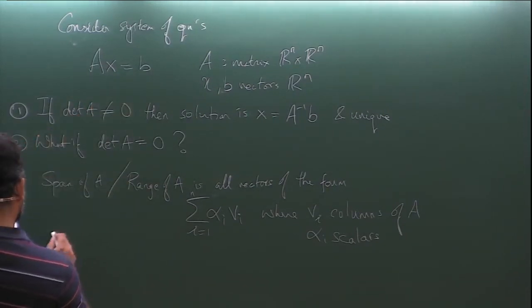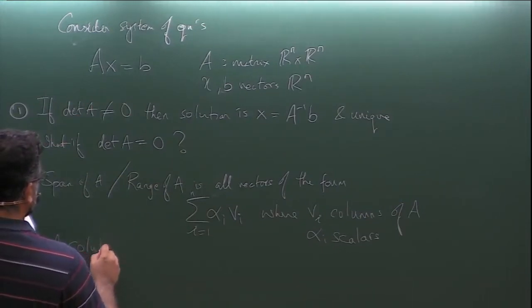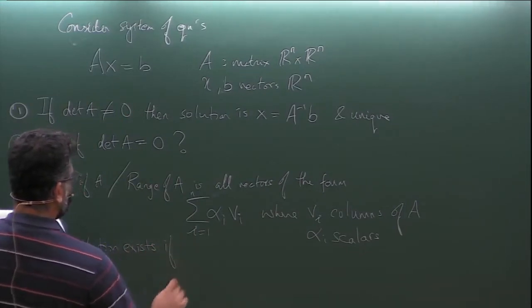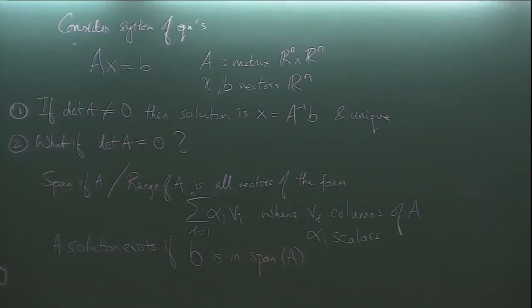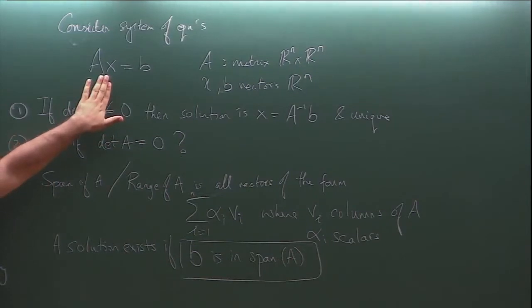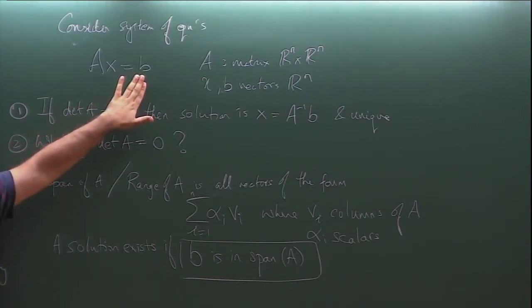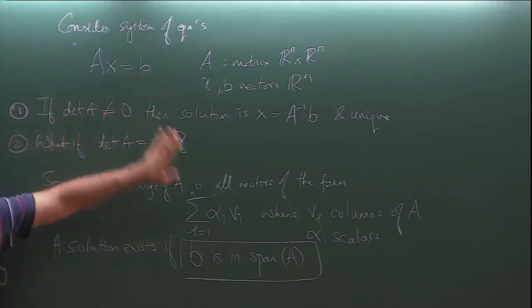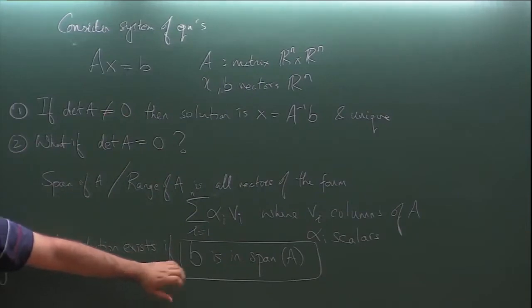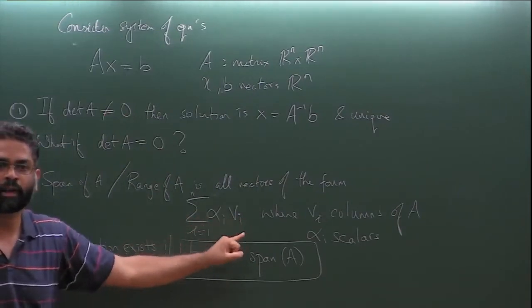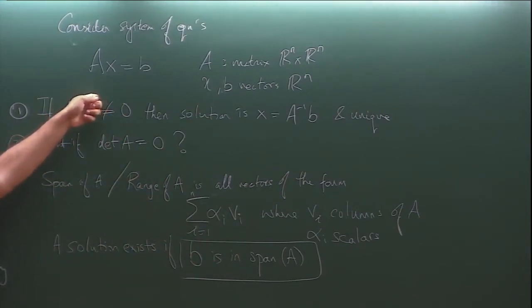Now, a solution exists if b is in the span of A. Okay? So what I mean is, you are asking for what combination of the columns of the matrix produces a given vector. Well, if the vector is not even in the set of all possible combinations, how can you even solve that problem? So if b doesn't belong to the span of A, that means b cannot be written as a linear combination of the vectors, and hence, how could I find out what linear combination of the vectors to choose? And that's exactly what's going on here.